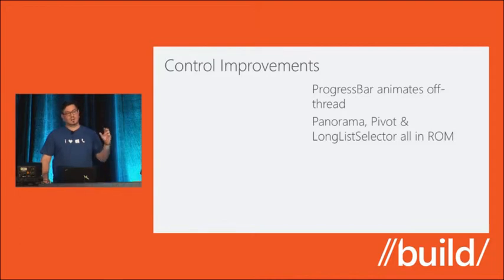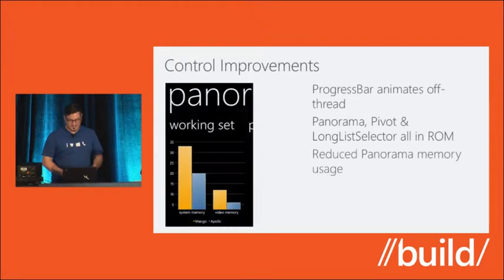Second, bringing it into ROM allowed us to actually do some fiddling in the back end of these controls. We could rip out some code. We could integrate it deeper into the actual runtime itself. And what did that actually get for you guys? Reduced panorama memory usage. The theme you'll be seeing is that we've improved a lot of performance issues with scrolling and smoothness.